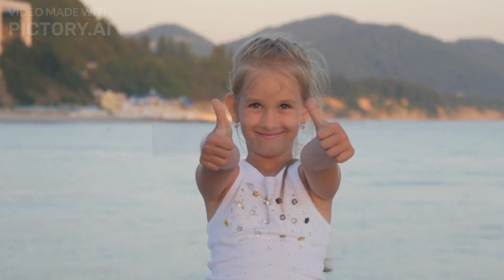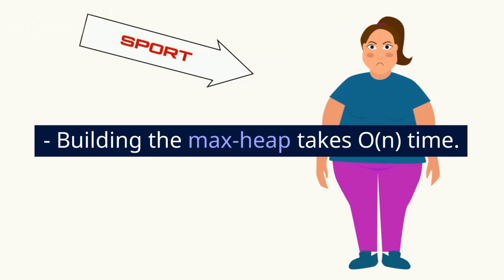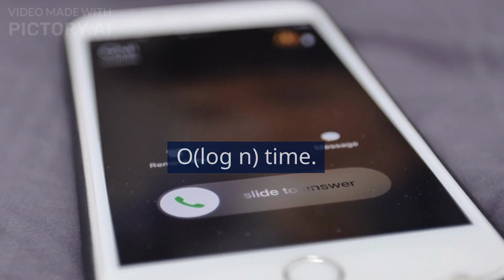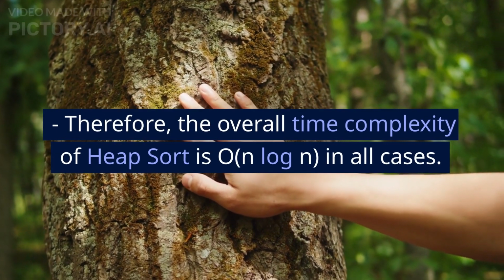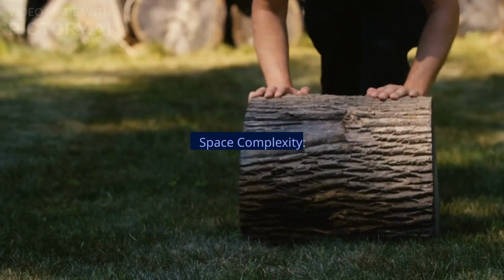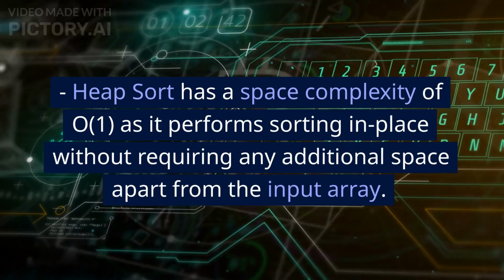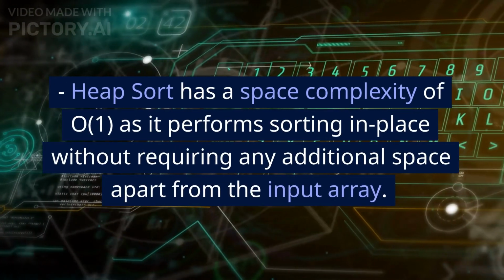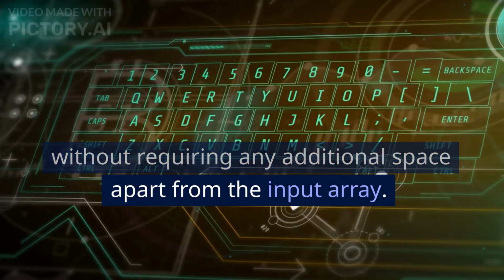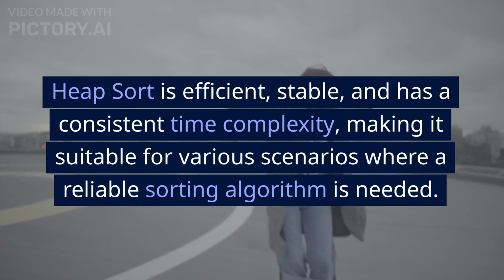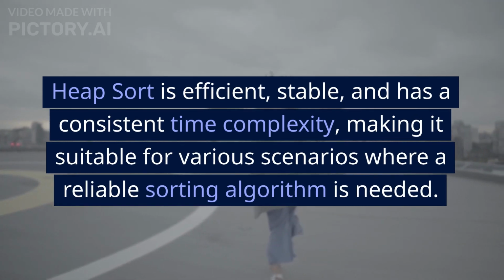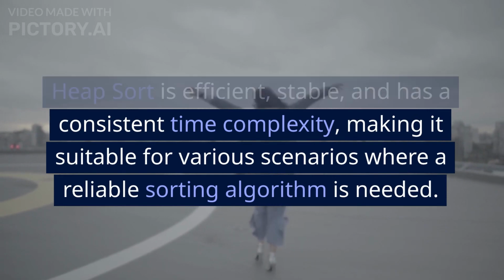Time complexity. Building the max heap takes O(n) time. Each call to the heapify function takes O(log n) time. Therefore, the overall time complexity of heap sort is O(n log n) in all cases. Space complexity. Heap sort has a space complexity of O(1), as it performs sorting in place without requiring any additional space apart from the input array. Heap sort is efficient, stable, and has a consistent time complexity, making it suitable for various scenarios where a reliable sorting algorithm is needed.